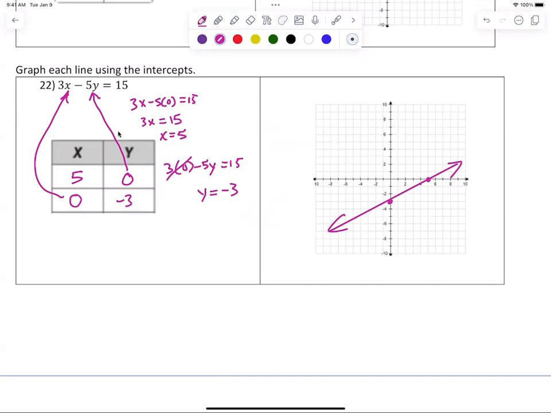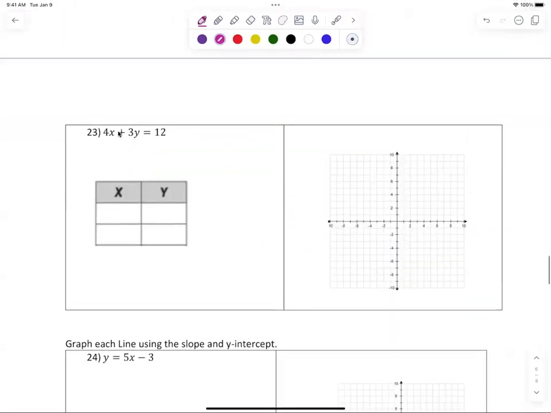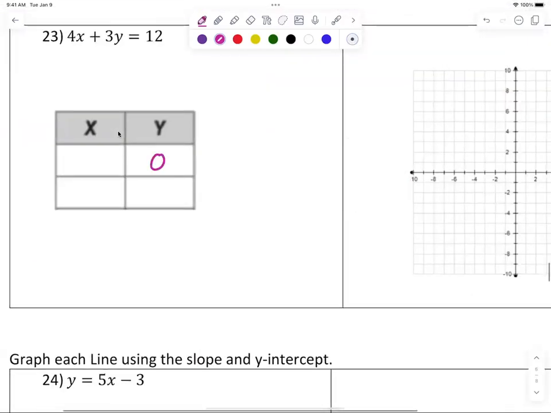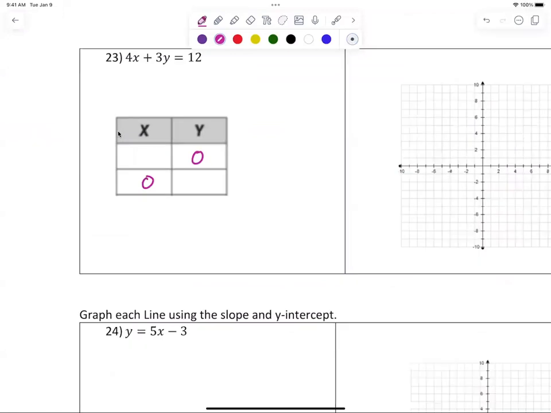Anybody? Okay. Here we go. So again, same principle. You put a 0 here and a 0 there and knock that out.